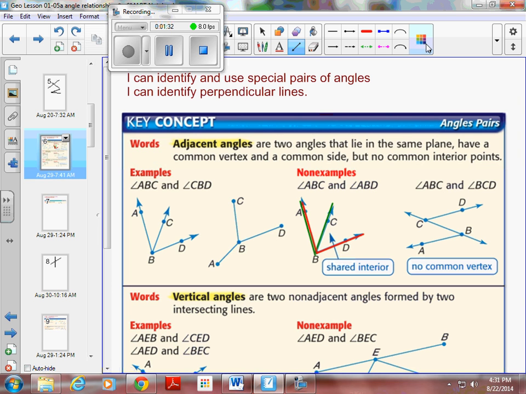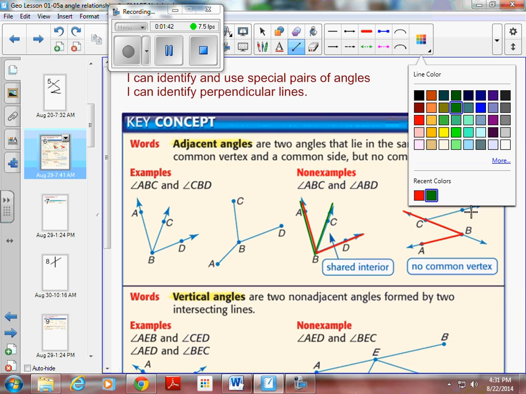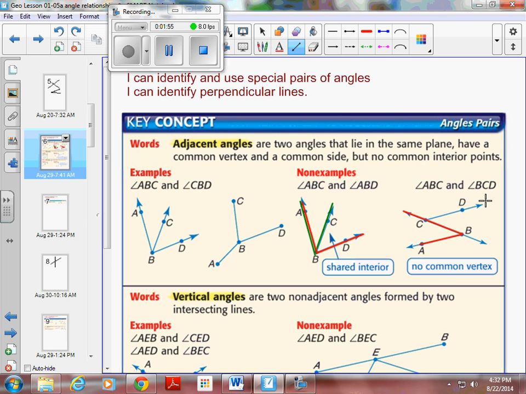And this next one, let's look at this one. We've got ABC, so A to B and B to C. That's one angle. And then our other angle, let's go with the green again. It's BCD, B to C to D. You can see they have a common side, but they don't share a vertex, and they are going in opposite directions. So these would not be adjacent angles either.